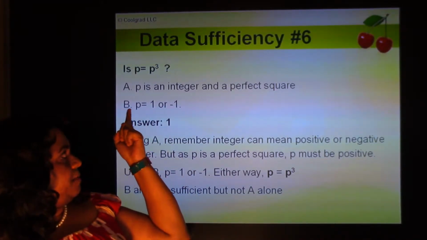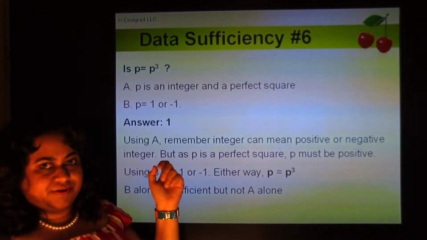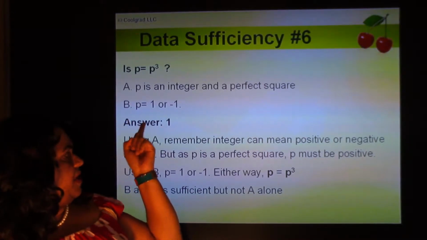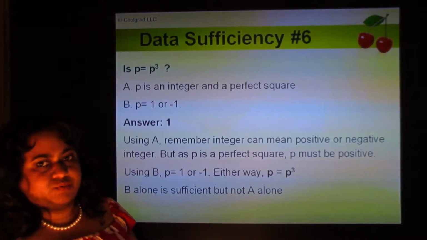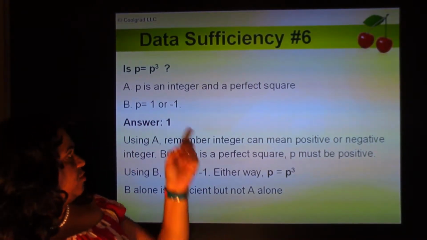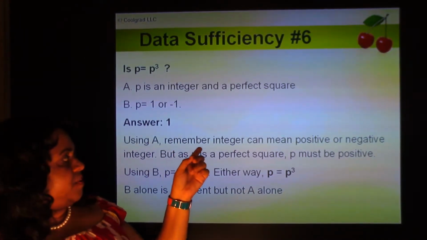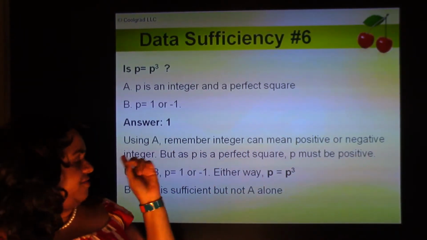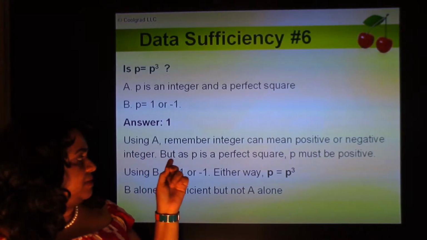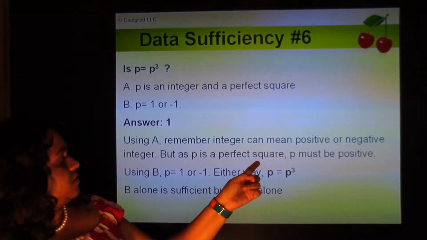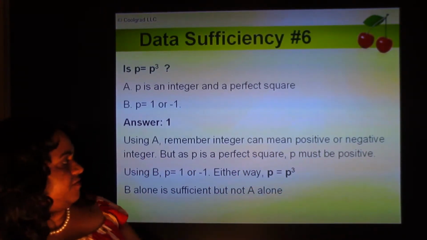So statement A, P is an integer and a perfect square. Statement B, P equal to 1 or P equal to minus 1. So let's look at statement A alone. Remember that integer can mean positive or negative integer. But as P is a perfect square, P must be positive.